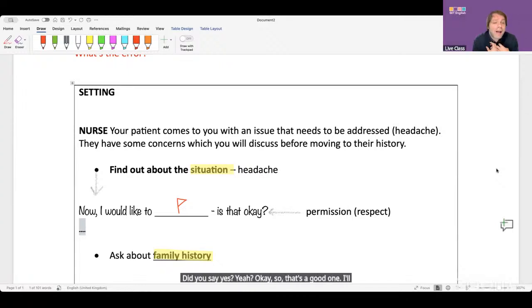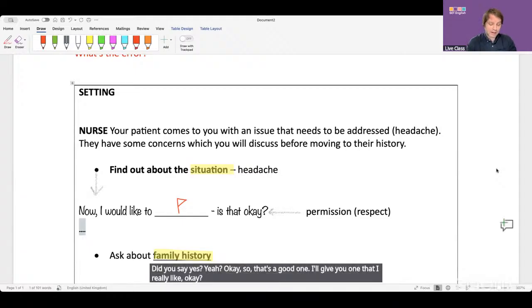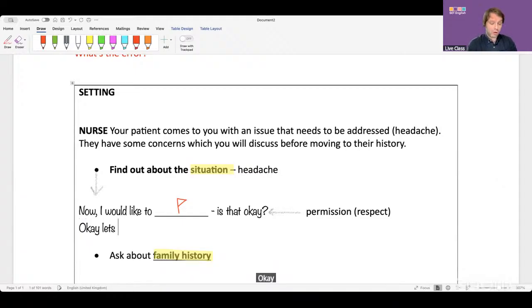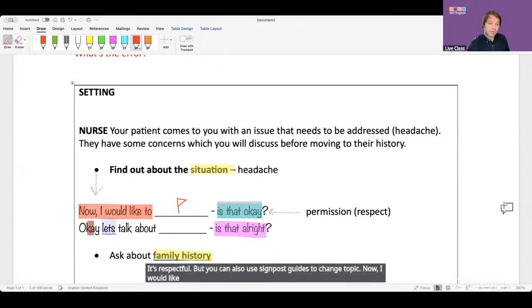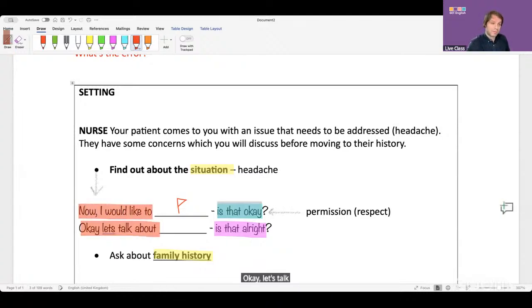I'm going to give you one that I really like, okay? Let's talk about, blank, and then is that all right? Again, I'm going to ask permission. You can increase your score in OET by asking permission to do things. It's respectful. But you can also use signposts, guys, to change topic. Now I would like to. Okay, let's talk about. All right.